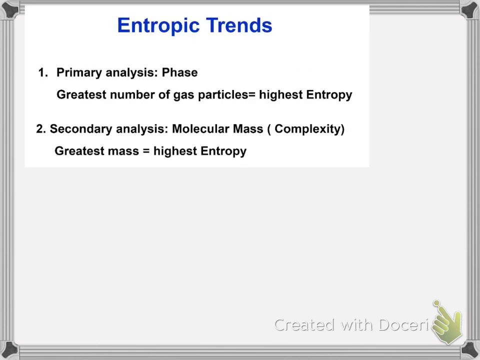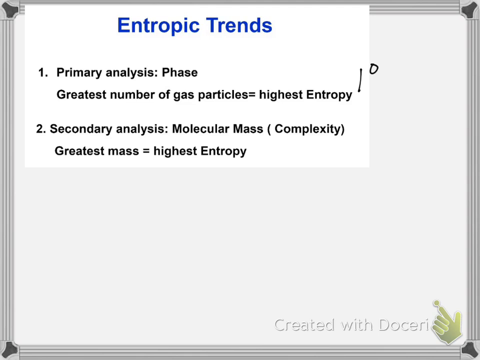Entropy is based on phase, so it's primary analysis of phase. The greatest number of gas particles have the highest entropy. So we call this the primary analysis for entropy. We're sort of independent of the identity of the gases, we're just counting them up.